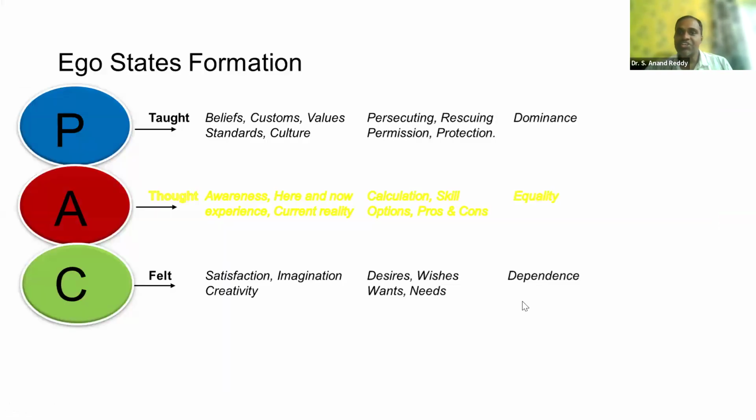Now, this transaction analysis works with three ego states. I'm sure everybody has these three ego states. What are these ego states? It doesn't mean that only a child will have a child ego state, or only a parent will have a parent ego state. P stands for parent, A stands for adult, C stands for child. So this theory says every one of us has a child ego, adult ego, and parent ego. What is the child ego? Child ego is always in receiving mode. I'm a child, I'm yet to learn, I'm learning.